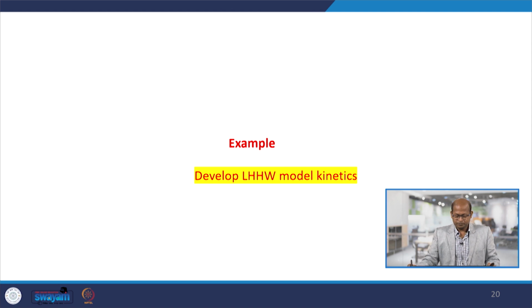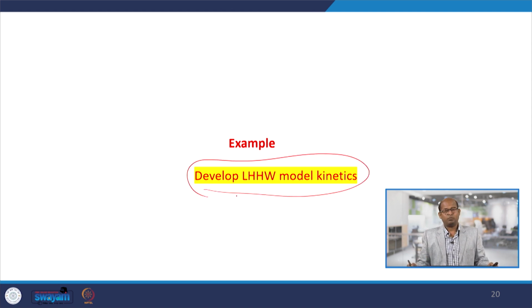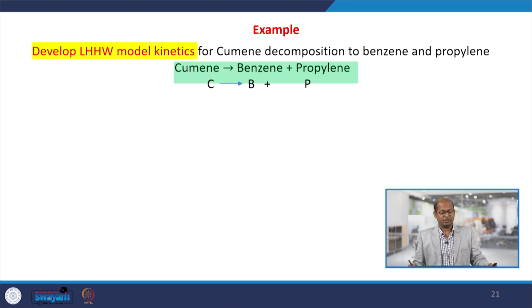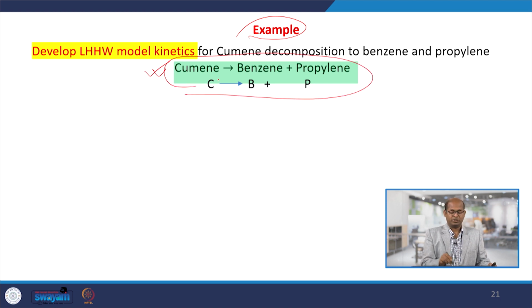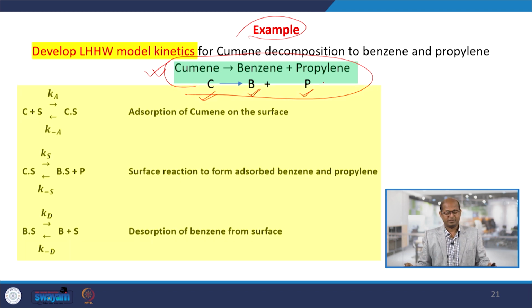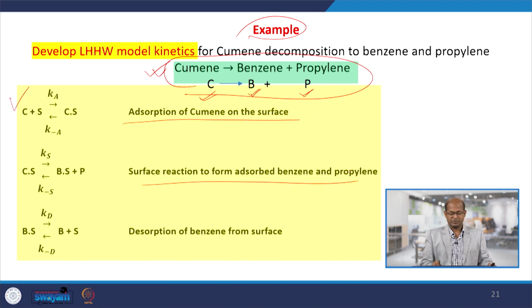Okay. So, now we have to develop Langmuir-Hinshelwood type model rate equations. For that, we will consider an example: cumene going to benzene and propylene. Here C is the cumene, B is the benzene and P is the propylene. The adsorption reactions we can write this way, the surface reactions this way, and then the desorption reactions this way.